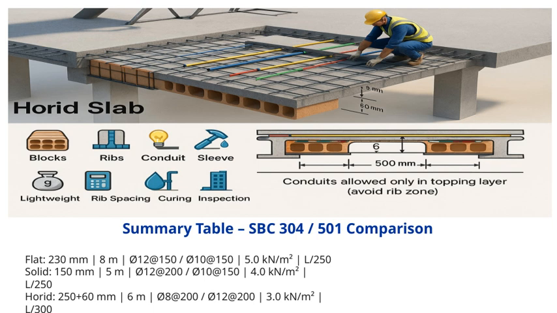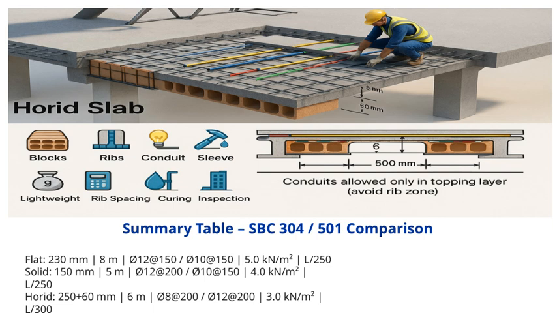Moving on to the solid section, it's slightly thinner at 150 millimeters with a shorter span of 5 meters. The reinforcement here is O/12 at 200 millimeters and O/10 at 150 millimeters, supporting a slightly lower load capacity of 4 kilonewtons per square meter, but still maintaining the same deflection limit of L250.